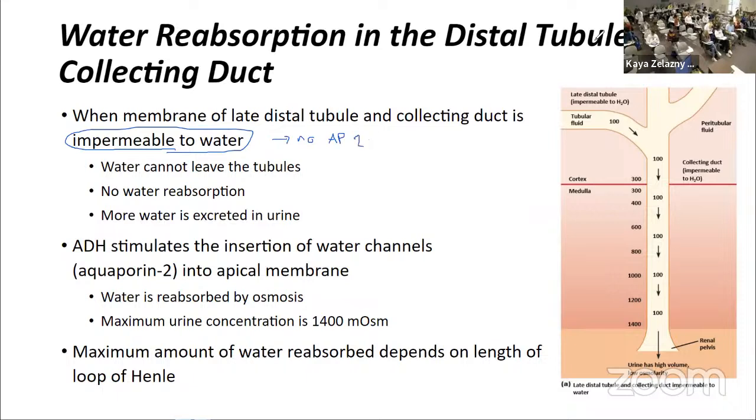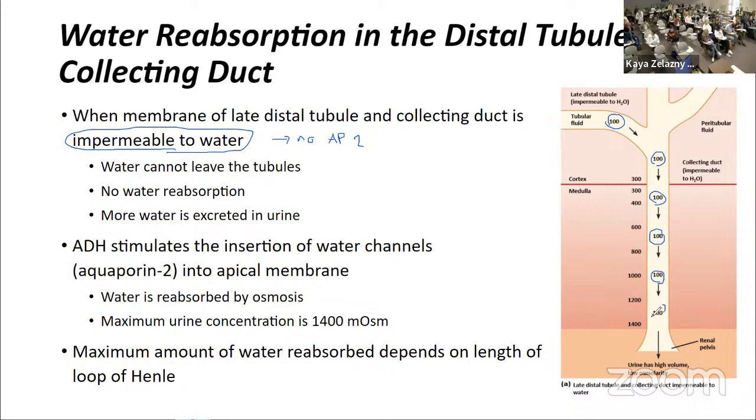We're going to have a situation where water can't leave the tubules anymore. So we have our tubular fluid at 100 milliosmoles. That's pretty low. It's got lots of water in it because we pumped out all those solutes to keep our medulla nice and salty, keeping up that medullary osmotic gradient. If we can't reabsorb any more water, it's just going to stay at 100 milliosmoles, right? Nothing can happen to it.